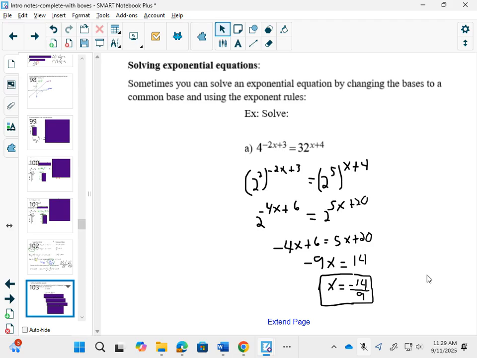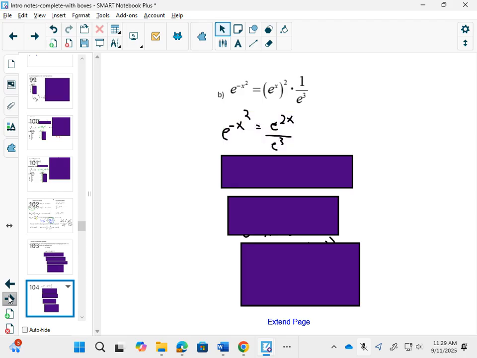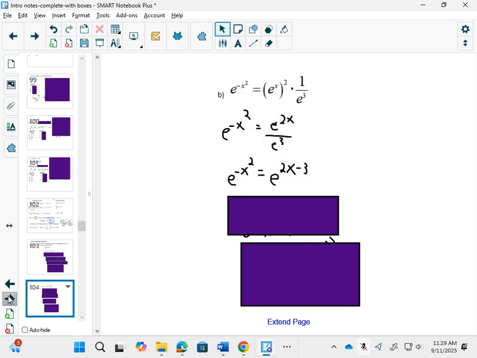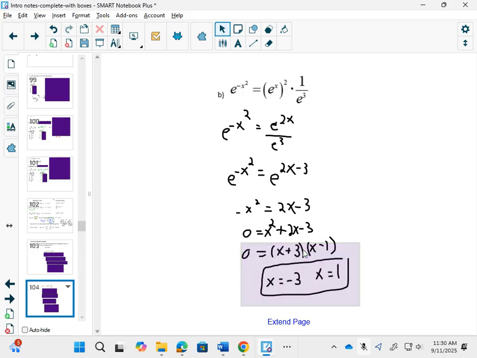Let's see how you did it. Use your exponent laws to try to get a single base on each side. And then once you've got a single base on each side, then we can make the exponents equal to each other. And factor and solve. Two answers for this one. X equals -3 and x equals 1.